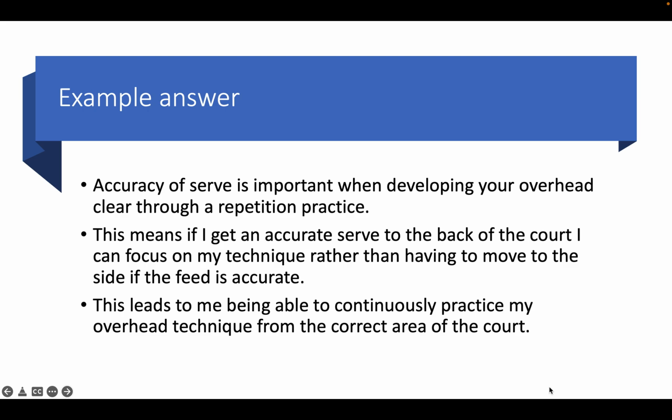Here's a different example. Accuracy of serve is important when developing your overhead clear through repetition practice. This means if I get an accurate serve to the back of the court, I can focus on my technique rather than me having to move to the side if the feed is accurate. This leads to me being able to continuously practice my overhead clear technique from the correct area of the court.